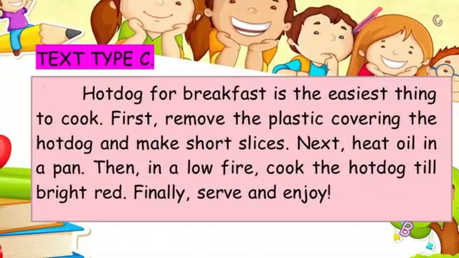Type C. Hot dog for breakfast is the easiest thing to cook. First, remove the plastic covering of the hot dog and make short slices. Next, heat oil in the pan. Then, in a low fire, cook the hot dog till bright red. Finally, serve and enjoy.